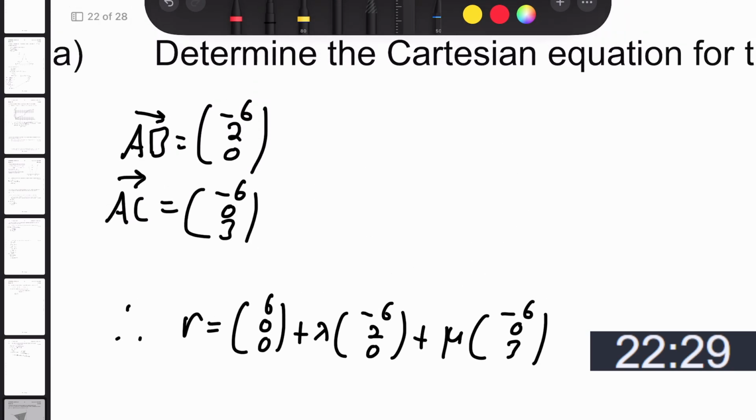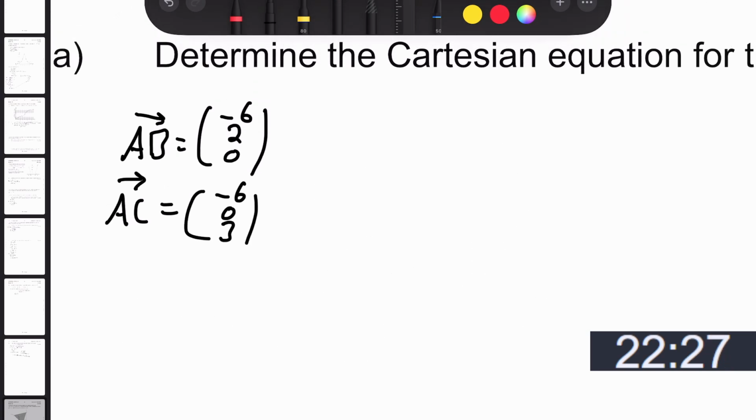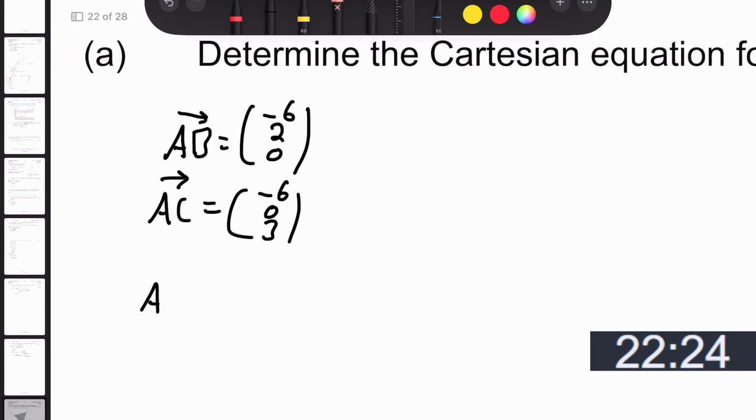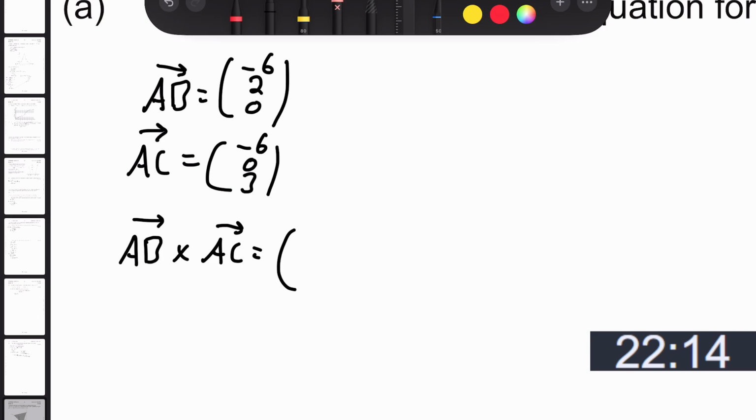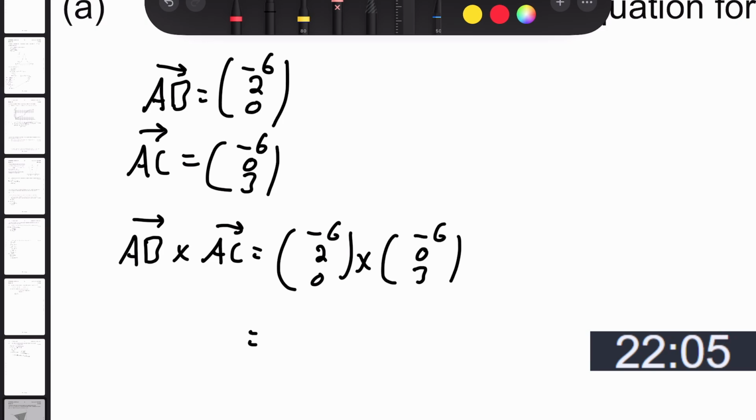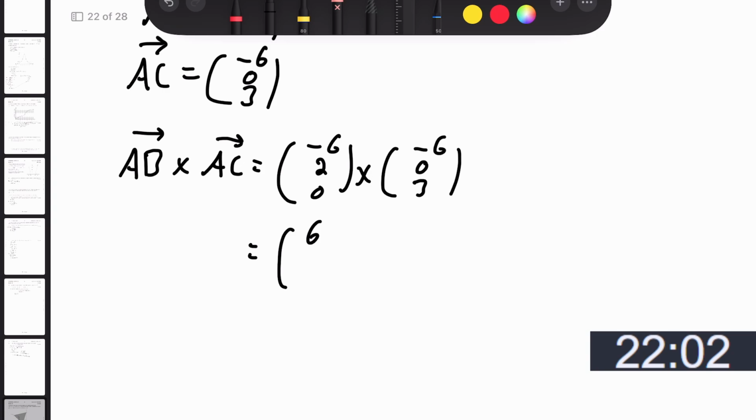Maybe an easier way is to just find the normal vectors to this. So then AB cross AC is going to be equal to, on the top, 6; the middle, 18; and the bottom is going to be negative 12, just 12.